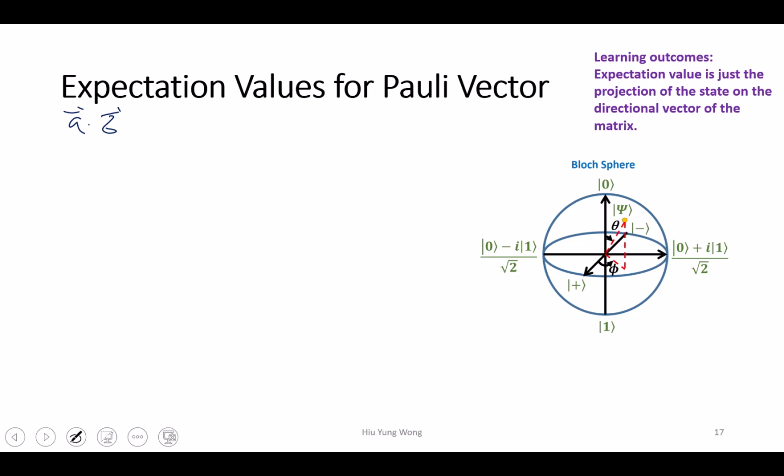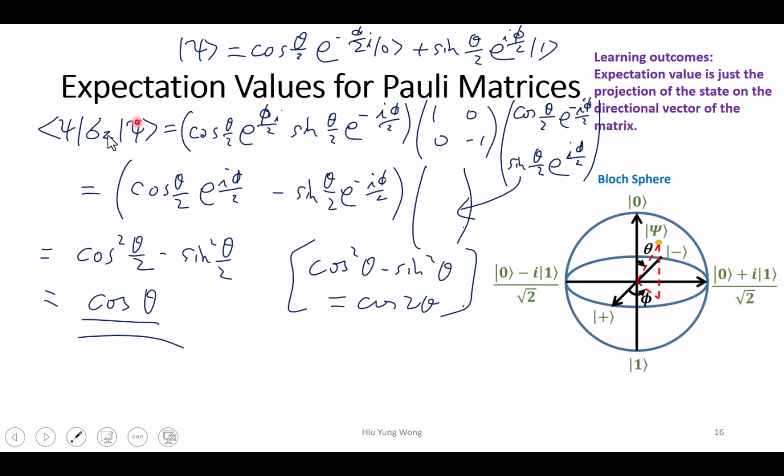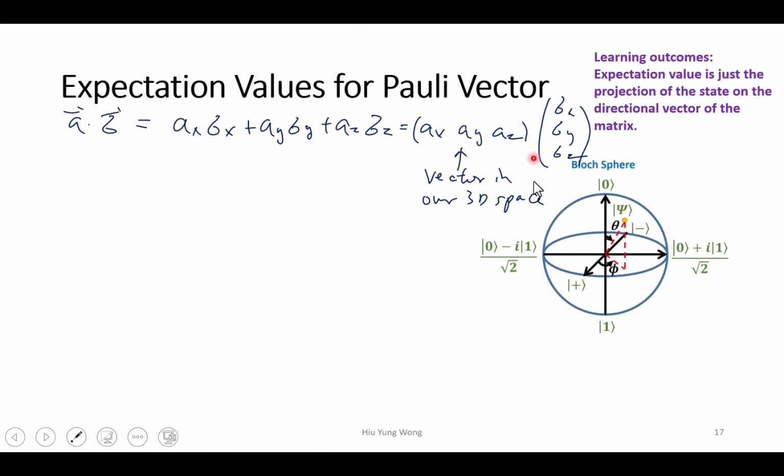Then you come up with an idea, because what is A dot sigma? A dot sigma is AX times sigma x plus AY times sigma y plus AZ times sigma z. Basically, it is this: AX, AY, AZ, dot product with sigma x, sigma y, sigma z. And this is just a vector in our 3D space. Isn't that it is? We can say that is a vector. In the sigma z case, this vector is just equal to 0, 0, 1. It means vertical. Question?